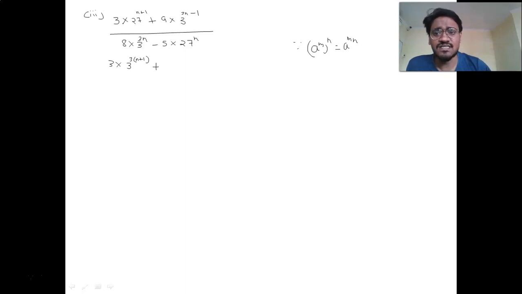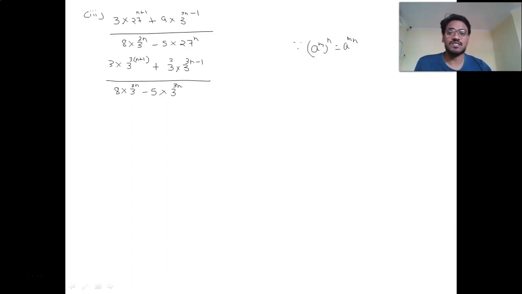See, this 9 can be written as 3 to the power 2, 3 square, and this is going to be the same 3 raised to the power 3n minus 1. In the denominator, if I check, this 8 can be written as 2 cube. We will be writing it if needed, but for this moment I'll be letting it be 8 only. It's minus 5 into 27, which is again 3 cube, and this 3 when multiplying with n will be 3n with the same concept. I hope no confusion.